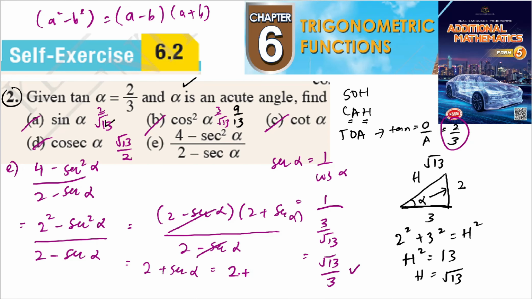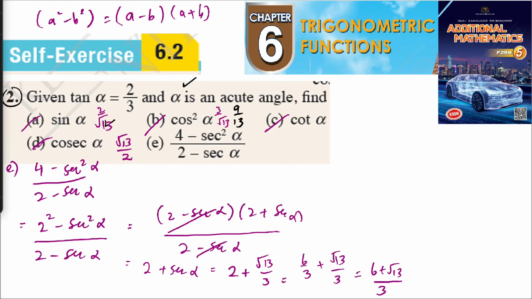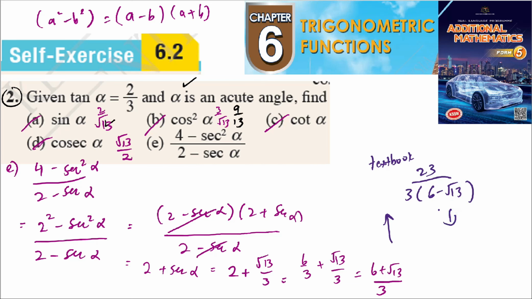So our secant just now is, where did I, okay, root 13 over 3. So you just use your calculator and you are supposed to get 6 over 3 plus root 13 over 3. So 6 plus root 13 over 3. If you see from your textbook solution, you will get 6 plus root 13 over 3. If you key in your calculator, it will give you 6 plus root 13 over 3, which is actually the same. So this one and this one are the same. So, yeah.